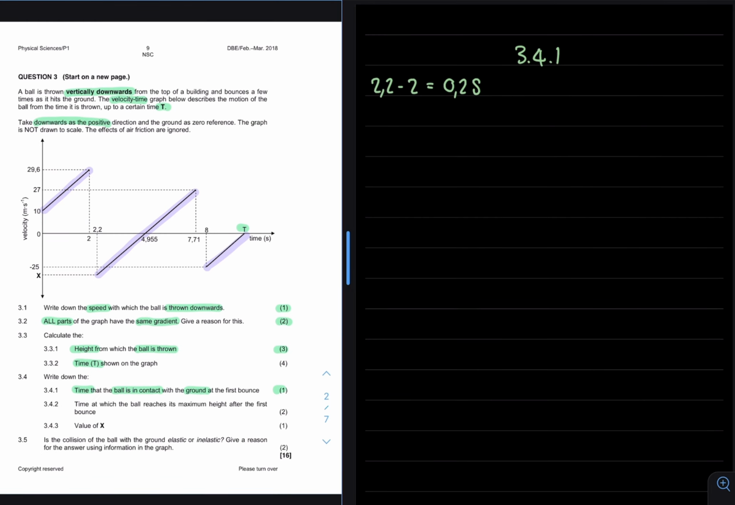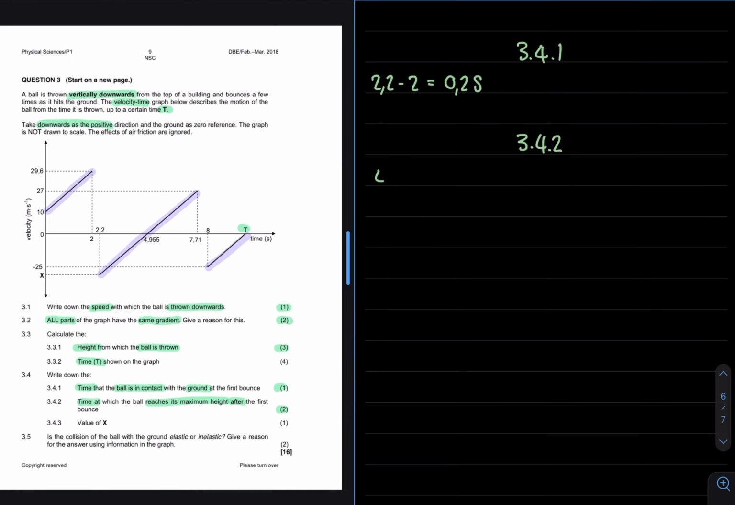3.4.2 says write down the time at which the ball reaches its maximum height after the first bounce for a total of 2 marks. Now remember, this is the first bounce, and after the first bounce it reaches its maximum height at 4.955 seconds. So remember that at the highest points the velocities are always equal to 0.